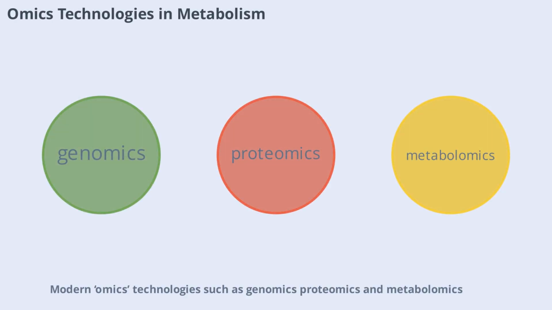Modern omics technologies such as genomics, proteomics, and metabolomics provide detailed insights into microbial metabolism. These tools help identify genes, proteins, and metabolites involved in metabolic pathways. Integrating omics data accelerates discoveries and applications in medicine, agriculture, and industry.